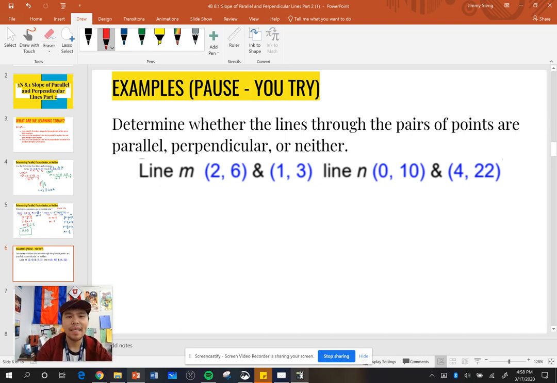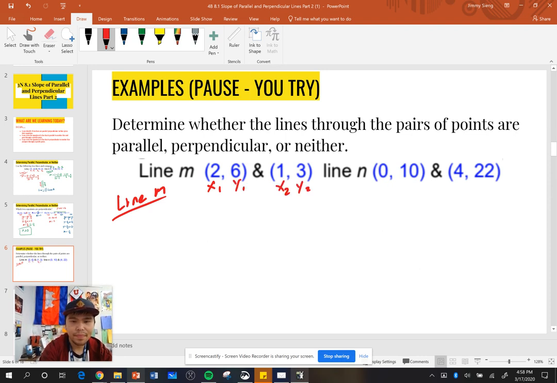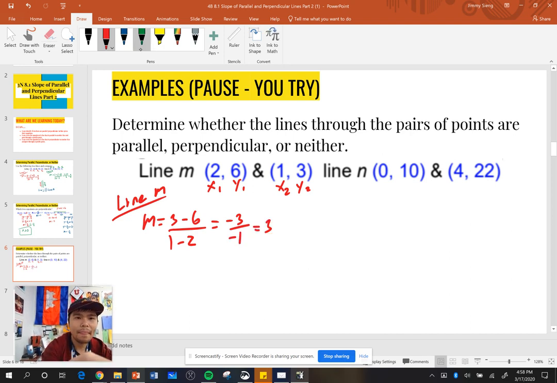All right, should be paused by now. But I'm going to do the same thing here. All I care about is the slopes. So for line M, let me just say x1, y1, x2, y2. My slope is 3 minus 6 over 1 minus 2. That's negative 3 over negative 1, which is just positive 3, right?